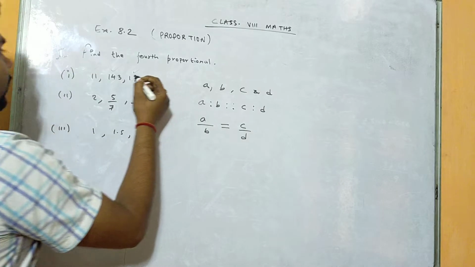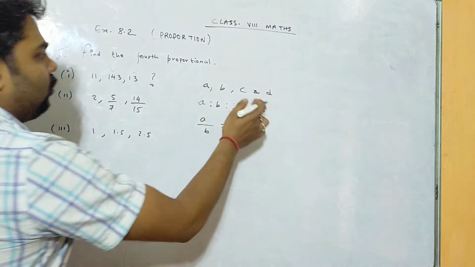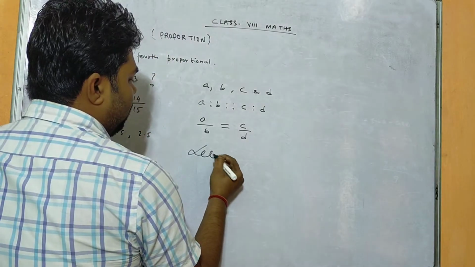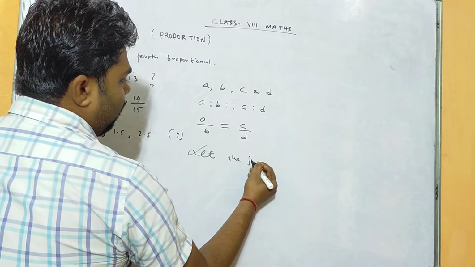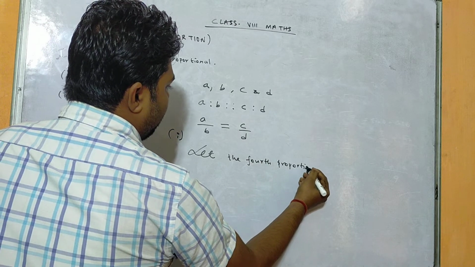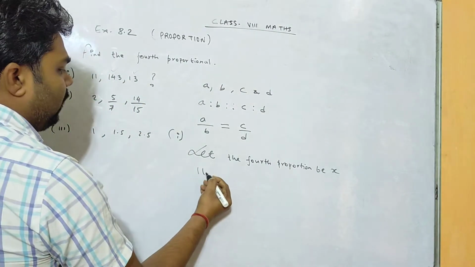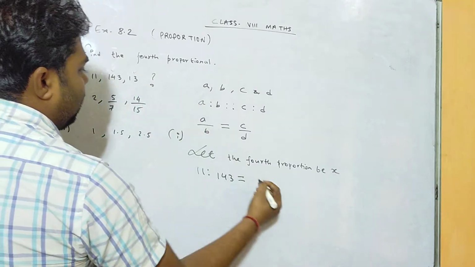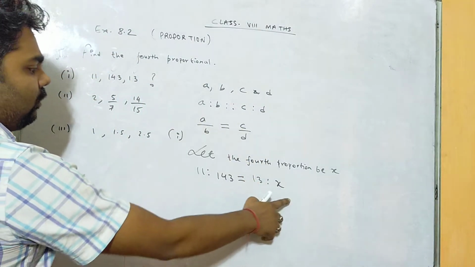But you see, for this question, 11, 143 and 13, the fourth number is missing here. We only have three numbers. So A, B and C are given, and D is missing, right? So we will now solve question number 1. Let the fourth proportion be x, right? If the fourth proportion is x, then how are we going to write this? Same as 11 is to 143 equals 13 is to x, right? The fourth proportion is x, same as we have written here.